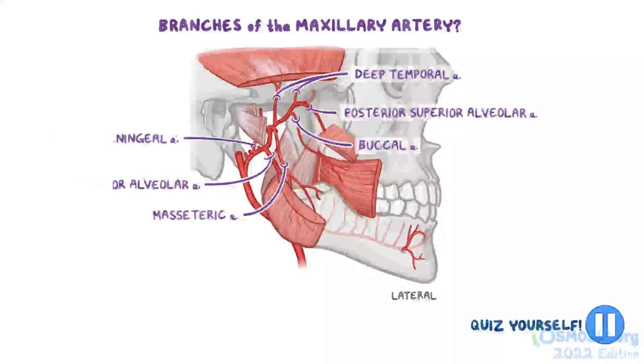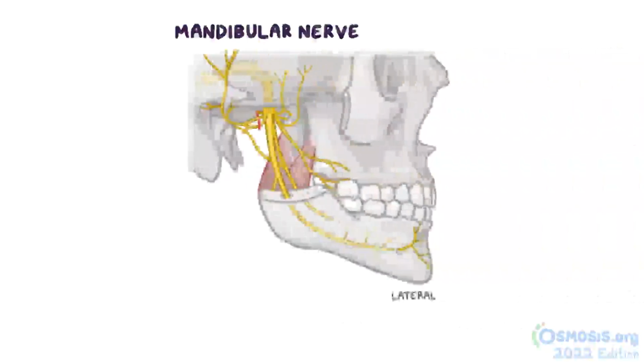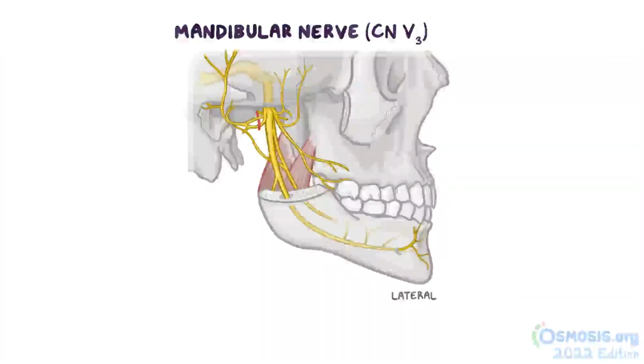Great! Now let's switch gears and take a closer look at the nerves in the infratemporal fossa. The main nerve of the infratemporal fossa is the mandibular nerve, which is also known as the mandibular division of the trigeminal nerve, or cranial nerve V3. The mandibular nerve arises from the trigeminal ganglion in the middle cranial fossa, and here it receives the motor root of the trigeminal nerve.